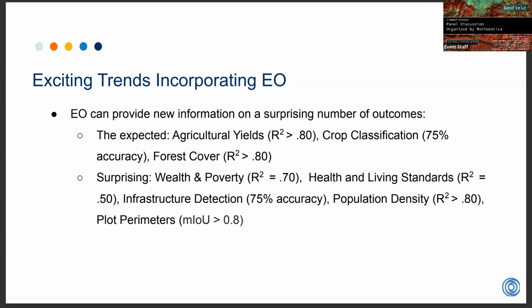Some are expected things that you can physically see on an image, like crops, agricultural yields, forest cover. But more recently, there's been really exciting social science and natural science research that shows you can actually predict wealth and poverty, health and living standards, infrastructure, population density, and even automated plot perimeters. That is really exciting and opens up a possibility for being able to have more frequent and granular insights that folks can use to make better decisions.